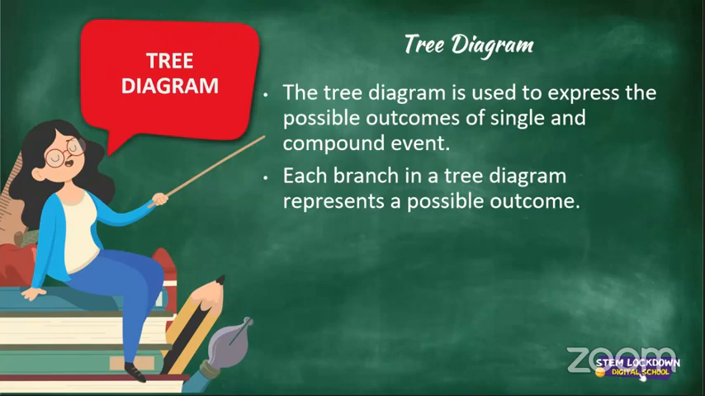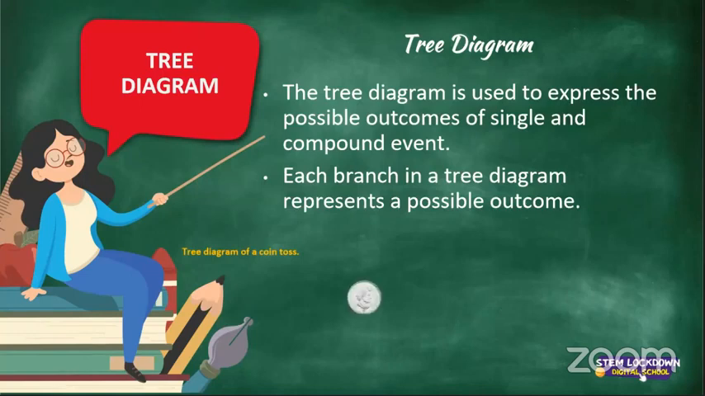Now, the tree diagram you guys did before the two-way table. A tree diagram is used to express the possible outcomes of a single or a compound event, okay? Each branch in a tree diagram represents a possible outcome. Now if we have more than 2 dice, we won't really be using the two-way table. In that instance, we'll use the tree diagram. It just gives us some more space to see what happens, okay?